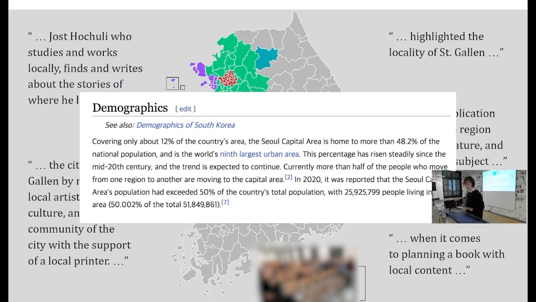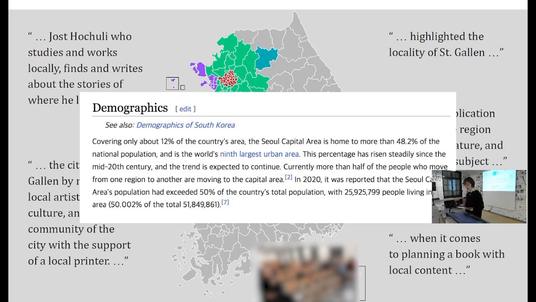another description about demographics. Covering only about 12% of the country's area, the Seoul capital area is home to more than 48.2% of the national population, and is the world's ninth largest urban area. This percentage has risen steadily since the mid-20th century, and the trend is expected to continue. Currently, more than half of the people who move from one region to another are moving to the capital area. In 2020, it was reported that the Seoul capital area's population has exceeded 50% of the country's total population.